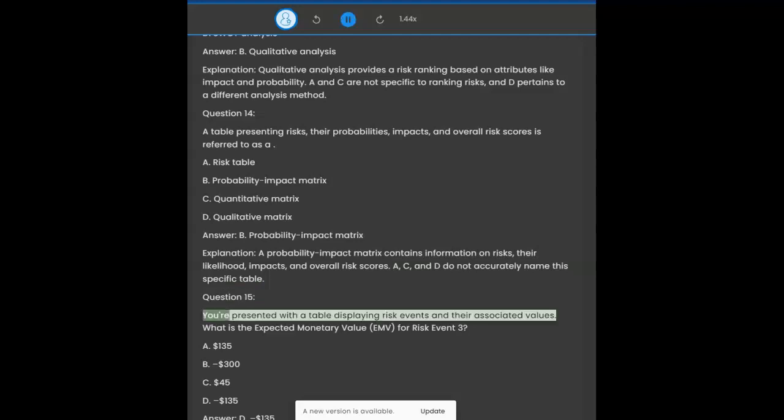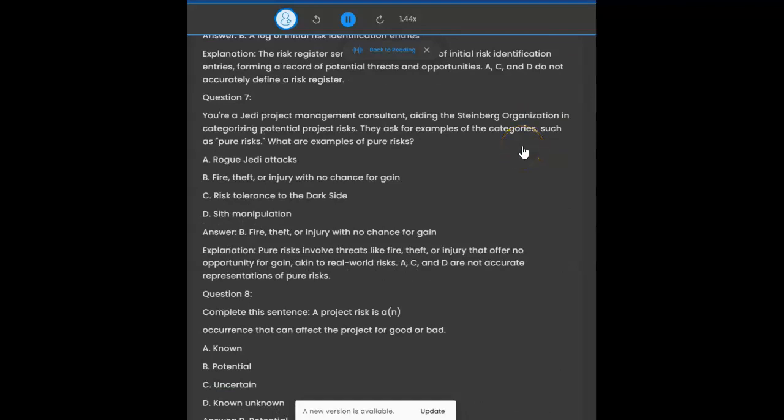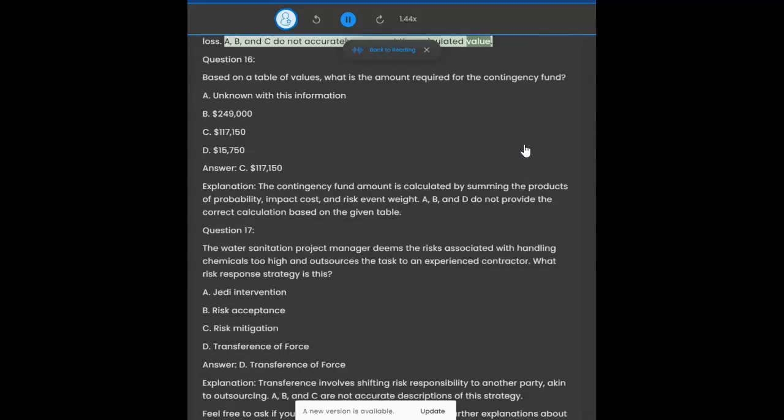Question 15. You're presented with a table displaying risk events and their associated values. What is the expected monetary value for risk event 3? A. $135. B. $300. C. $45. D. $135. Answer: D. $135. Explanation: The EMV for risk event 3 is calculated by multiplying the probability by the impact cost and then negating it to represent the potential loss. A, B, and C do not accurately represent the calculated value.